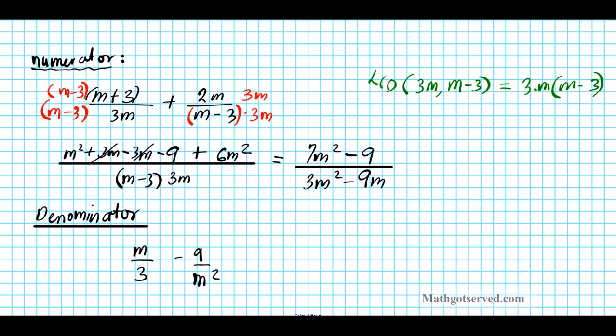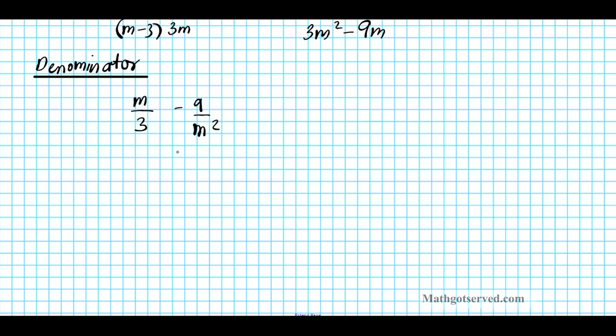Okay, now what's the LCD here? Well, if we break these two numbers down, we can know what the LCD is. So this is m over 3 minus 9 over m times m. So we can see what the LCD is here. To make the denominators identical, we're going to have to multiply this by m times m, or m squared, and then multiply this by 3, top and bottom.